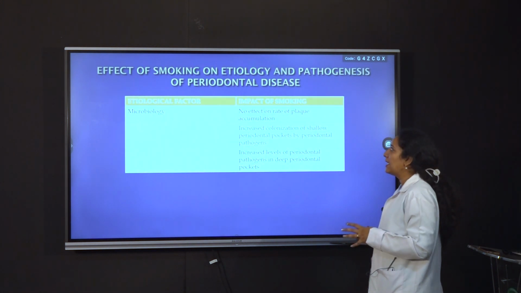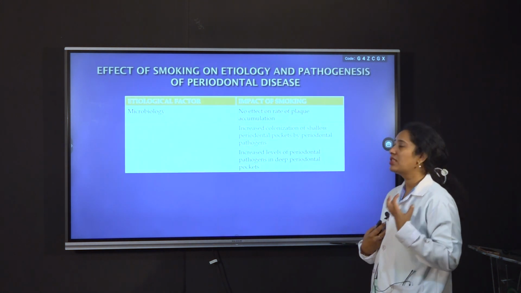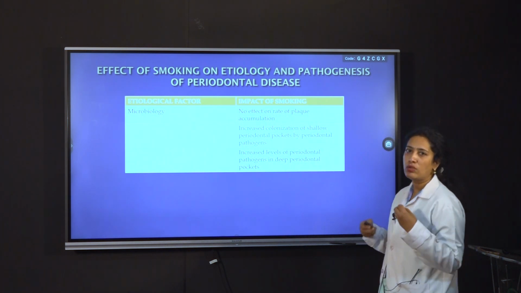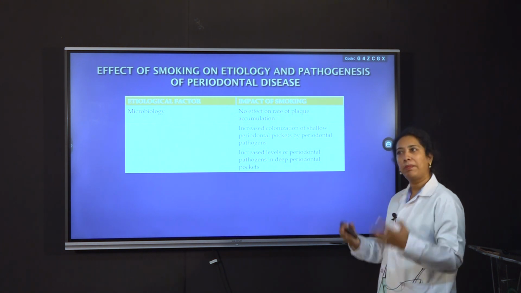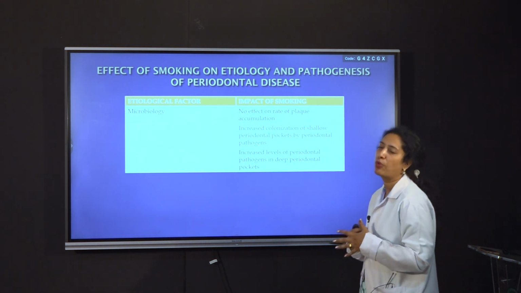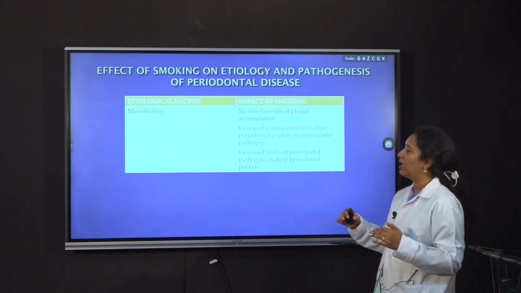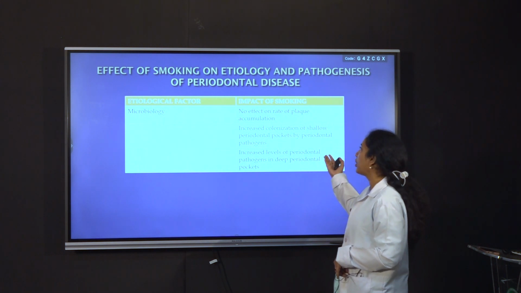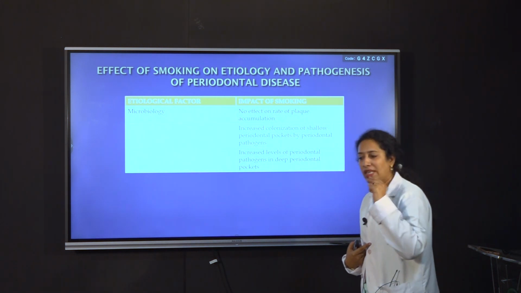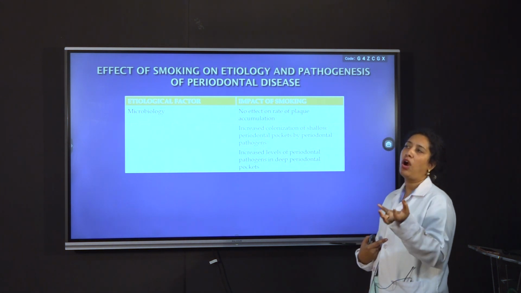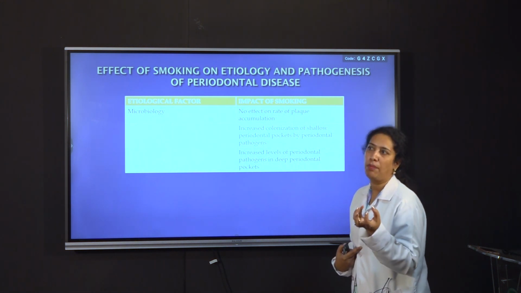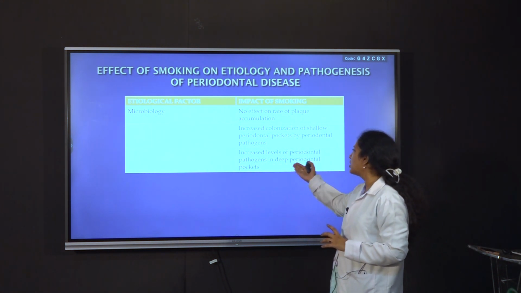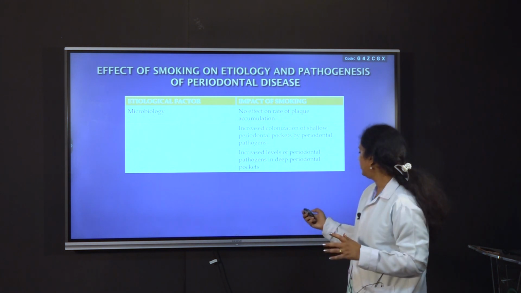So now what exactly happens in the microbiology when the person is a smoker? In microbiology, there is no effect on the rate of plaque. When you try to do maximum scaling and root planing also, the plaque accumulation repeatedly happens. There is no progression in arresting the plaque accumulation. There is increased colonization of shallow periodontal pockets with periodontal pathogens. In shallow pockets also, there is a maximum amount of red complex bacteria seen. There is also an increased level of periodontal pathogens in deep periodontal pockets.